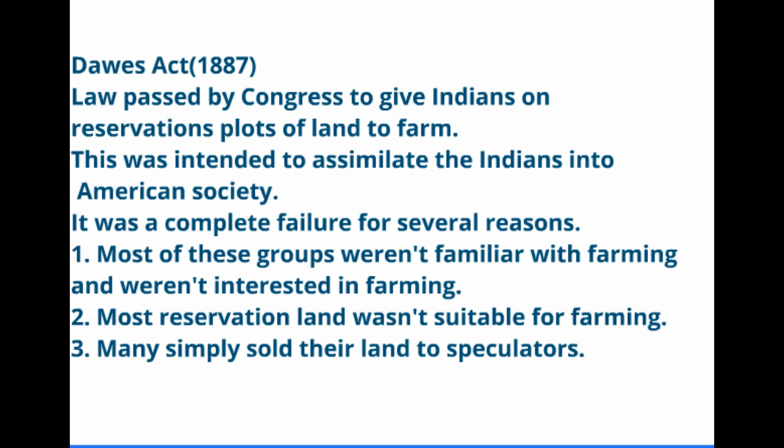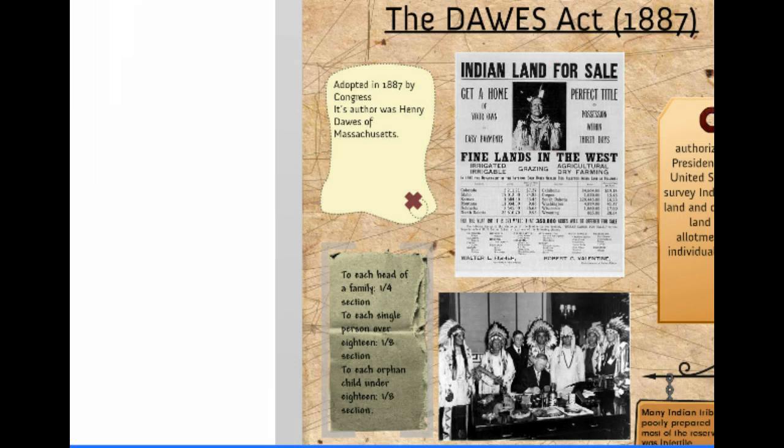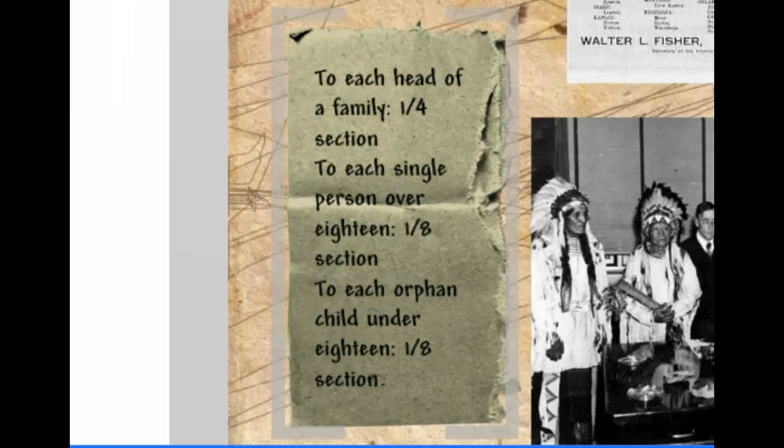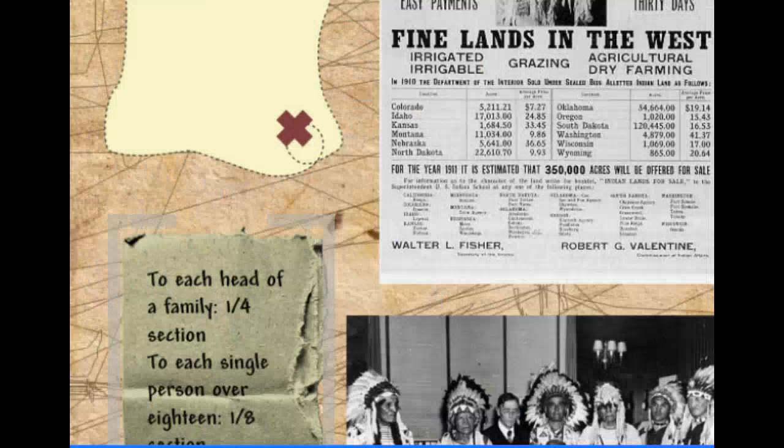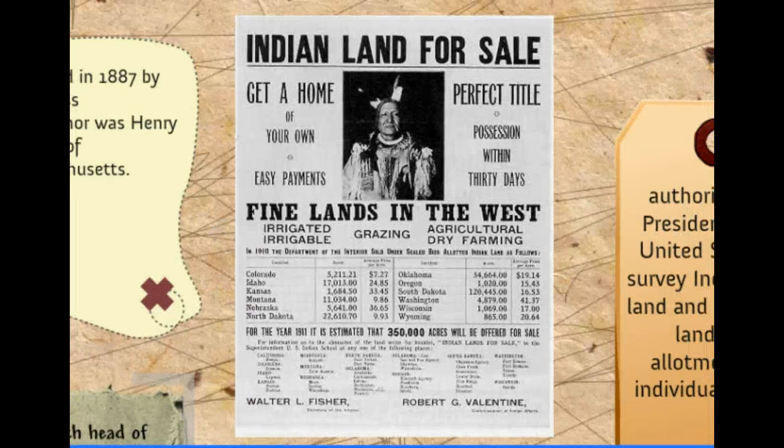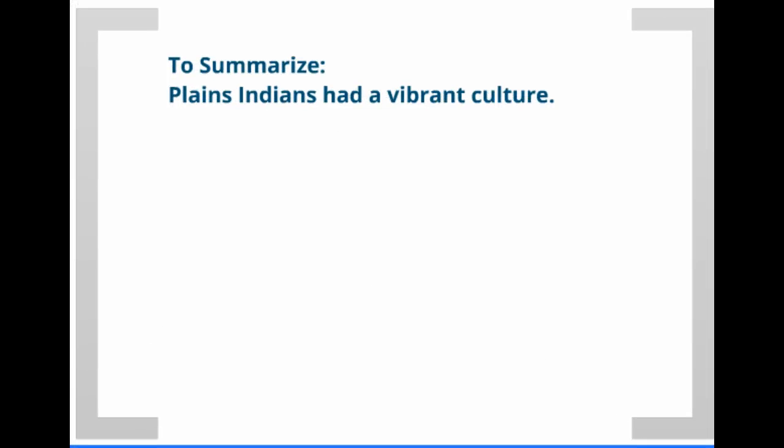As a result, many of the Native Americans simply sold their land to speculators, and the result is that the reservations are going to shrink in size. The land that was arable land would be sold off to Americans. The Native Americans would be left with even less than they had before.